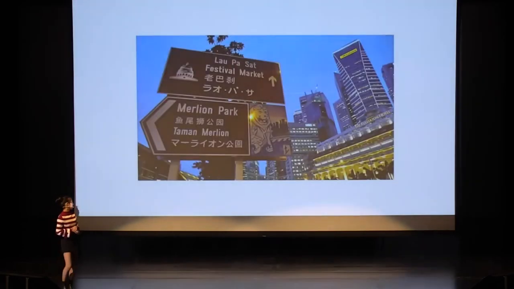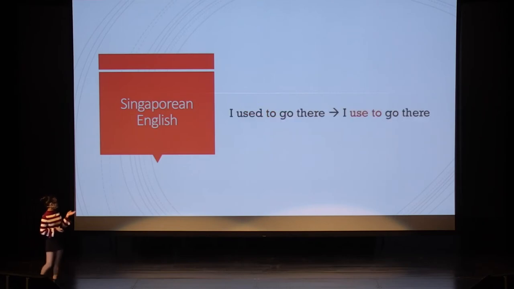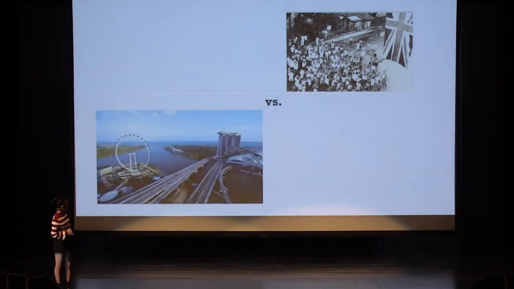Similarly, in Singapore, a former British colony, now with four official languages, there are interesting non-standard grammatical features as well. For example, they say "use to" instead of "used to." So an example would be from "I used to go there" to "I use to go there." This is essentially a contrast between the British colonial norms and an emerging Singaporean grammatical feature.